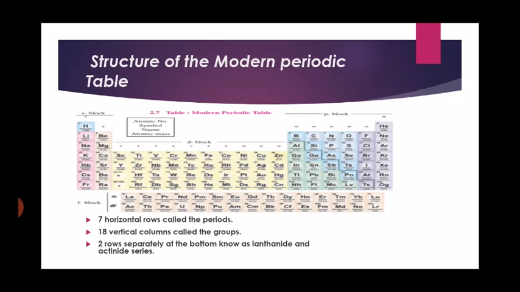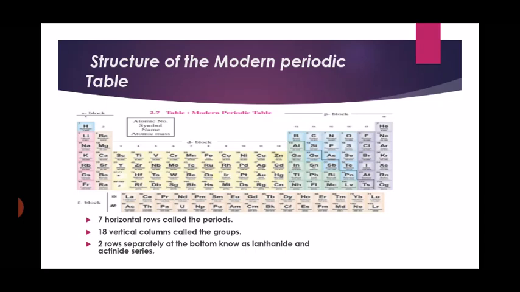Now how many total elements are there in the modern periodic table? Moseley kept the total number of boxes as 118, which means there are 118 elements. The S block is the first and second groups. The P block is 13 to 18. The F block is the two separate series at the bottom, known as the lanthanide and actinide series, and these two series are known as the F block elements.